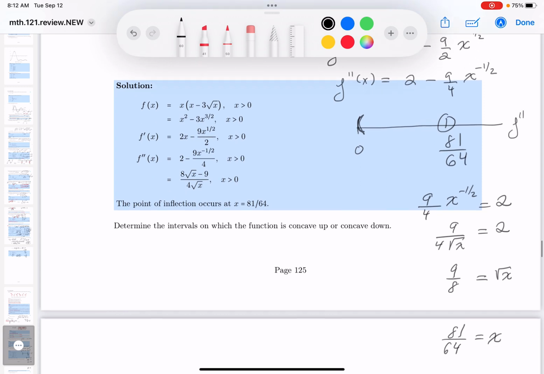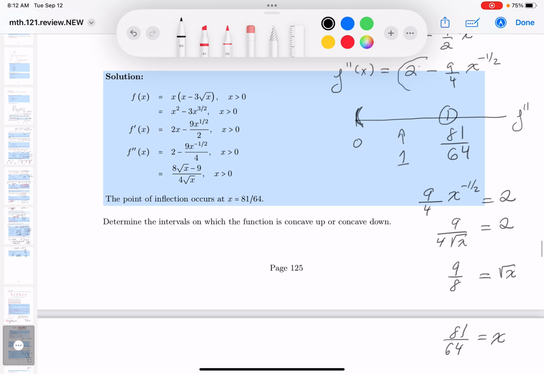All right? So what I do now is I take test points to the left and to the right of 81 over 64. A good test point below this, between 0 and that number, I'm going to say 1. Where do you plug it in? Right over here. That should be relatively simple to do. And what would you get? You would get 2 minus 9/4. Well, 9/4 is greater than 2, so this is going to be a negative number. What do I know about that? It's concave down.